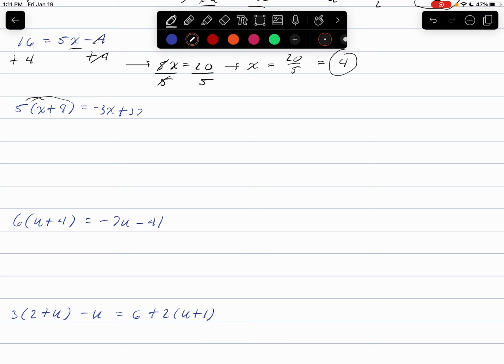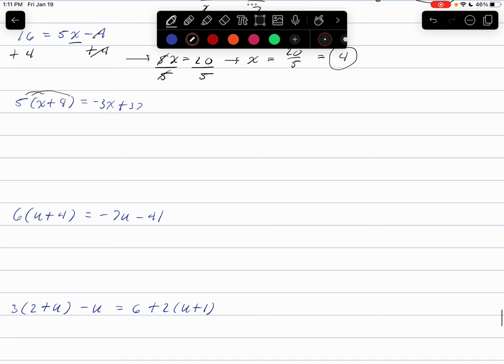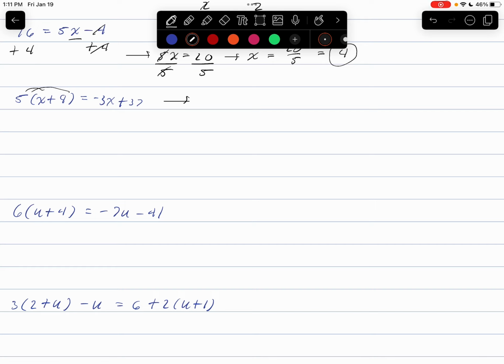Because if we were to go ahead and divide away this 5 and just give us x plus 9 on the left-hand side, we'd have to divide the whole expression -3x plus 37 divided by 5, and that's not going to end up being particularly pretty. So let's just go ahead and distribute and see what happens. If we distribute the 5 to the x, we'll get 5x, and the 5 to the 9, and we'll get 45.